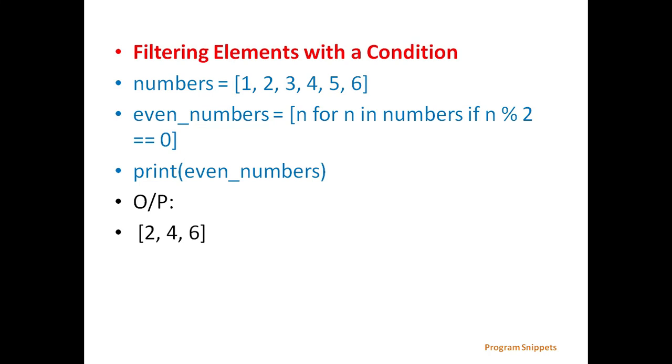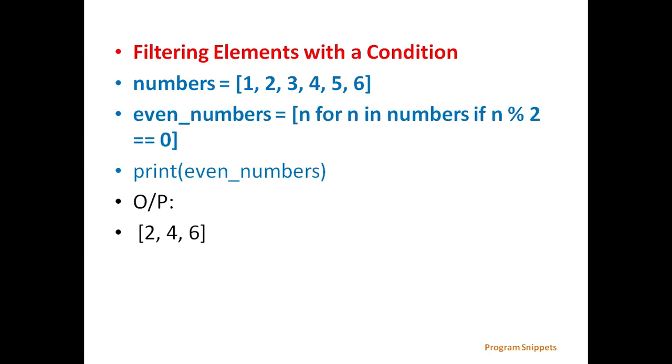We can do filtering of elements with a condition. Here we have defined a list with elements 1, 2, 3, 4, 5, 6 and to store even numbers from the list in another list we will use even_numbers = [n for n in numbers if n % 2 == 0]. That is, in the numbers list, if the value of n mod 2 equals 0, we will store it in even_numbers, and if we print it, it will give the output 2, 4, 6. That is, it will print only even numbers from the list.